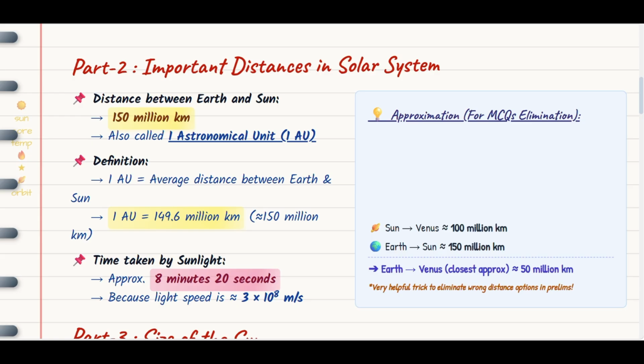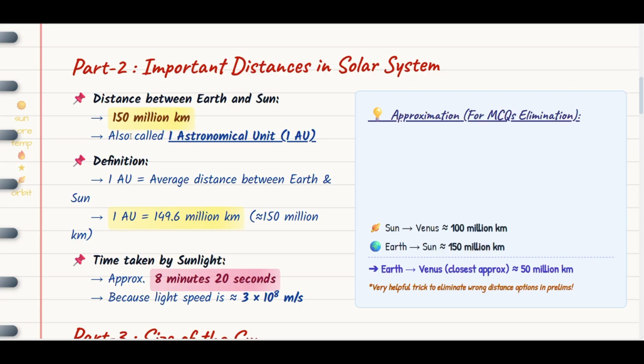Today we are going to learn some important terms and terminologies related to the sun, what nuclear fusion is, and the structure of the sun. Let's go, it is an interesting topic for today. Before that, we are going to learn some distances in the solar system, like Earth to Sun, Moon, and so on.